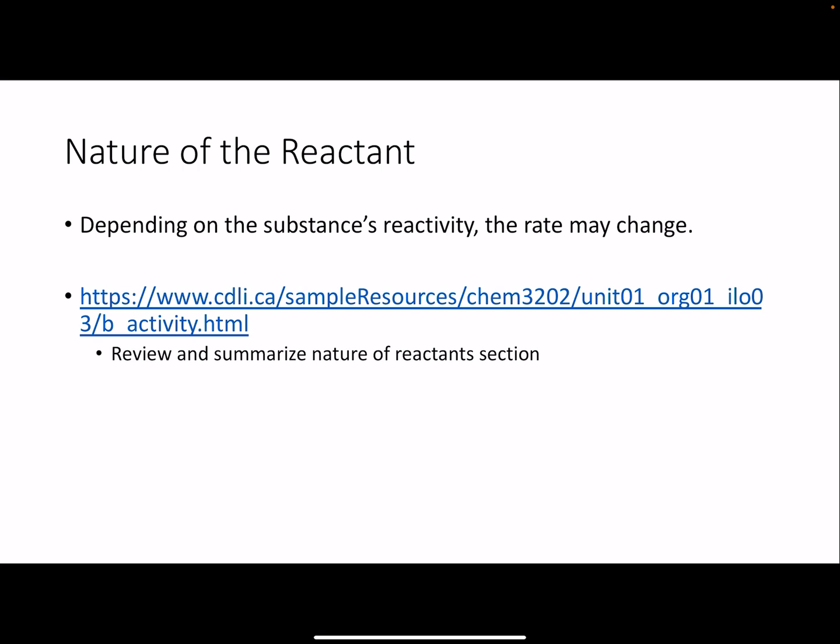So the nature of a reactant depends on the substance's reactivity. This depends on the state that the substance is in, the type of bonds that are holding it together, and its general reactivity. So there's a link there that summarizes these nicely, but overall this varies based on the type of substance and the property that we look at.